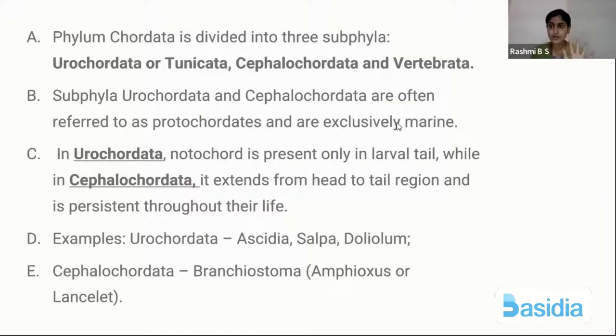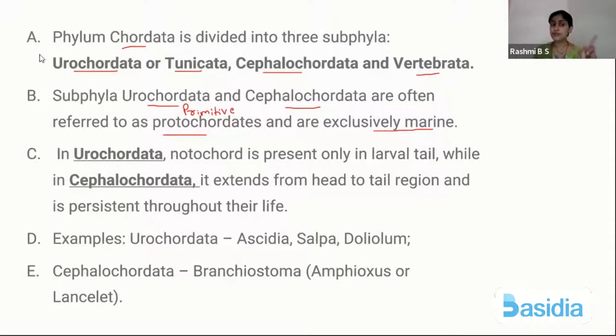In this slide, you need to remember some 2 to 3 points. Don't get scared looking at the slide and information. The phylum chordata is divided into 3 subphyla, namely urochordata, also called tunicata, which is a very primitive chordate phylum, cephalochordata, and vertebrata. The subphyla urochordata or tunicata and cephalochordata are protochordates. Proto means what, children? Primitive. These are primitive protochordates, and you see these animals only in marine habitats, not on land, not in freshwater.